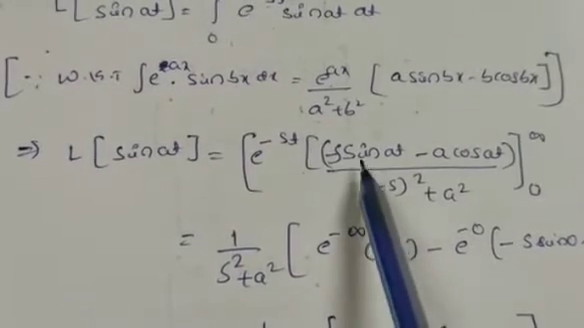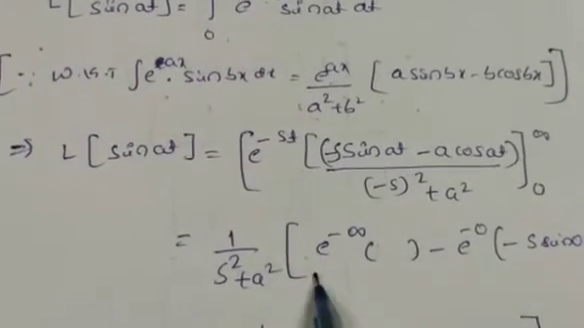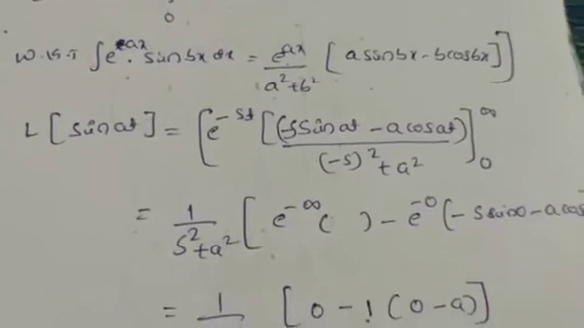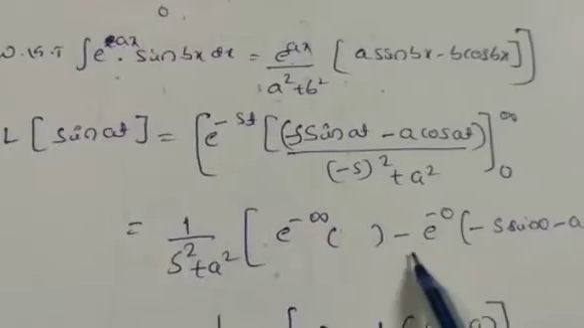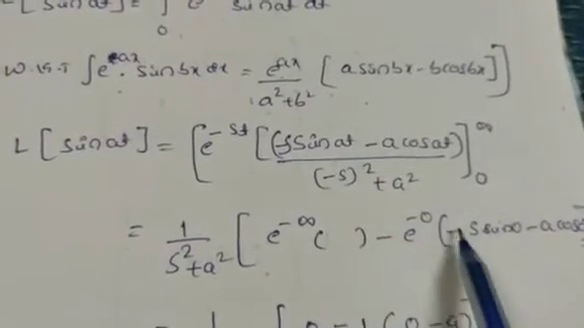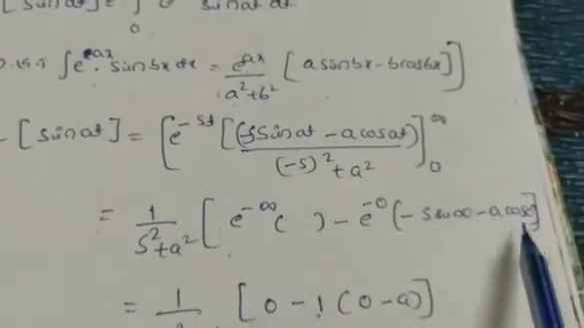e raised to minus infinity. Don't add this bracket, because here we know e raised to minus infinity becomes 0. So 0 to anything becomes 0. No need to add this bracket. And minus the lower limit: e raised to minus 0 into minus s sin 0 minus a cos 0.